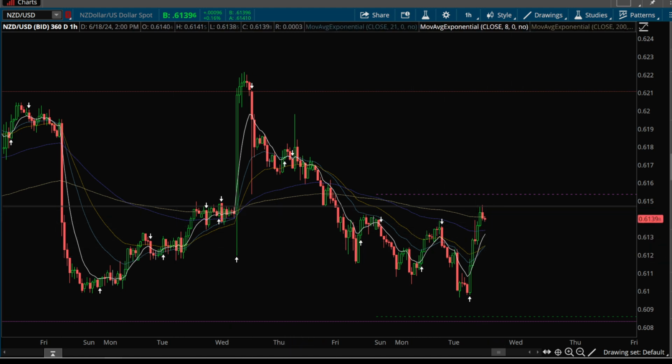And that is that. Nothing to do on pound. We got pound rate decision on Thursday, so just stay away from pound.